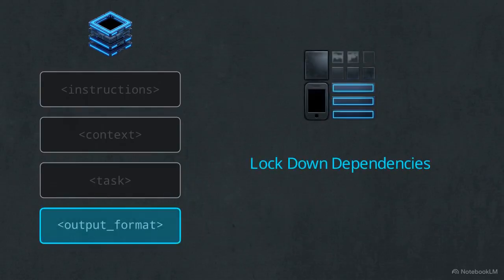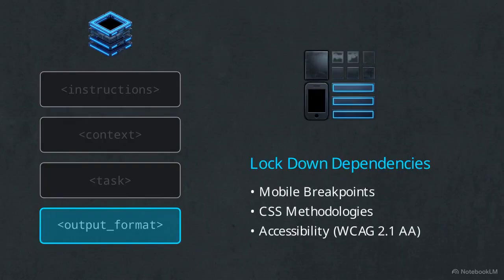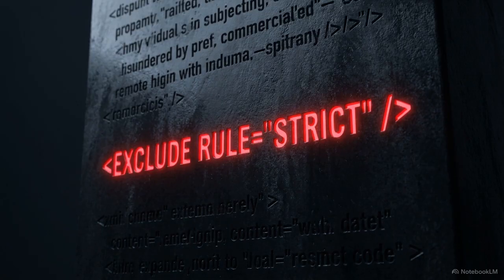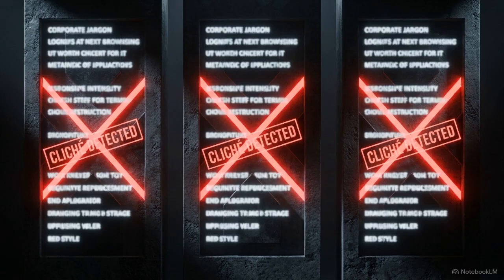The output format block locks down the dependencies. It specifies mobile breakpoints, CSS methodologies, and accessibility requirements. Within the context block, the developer can enforce negative constraints by embedding a banned phrases list. This outlawry targets the empty adjectives that signal AI generation. Terms like game changer, unlock, and elevate are explicitly forbidden.